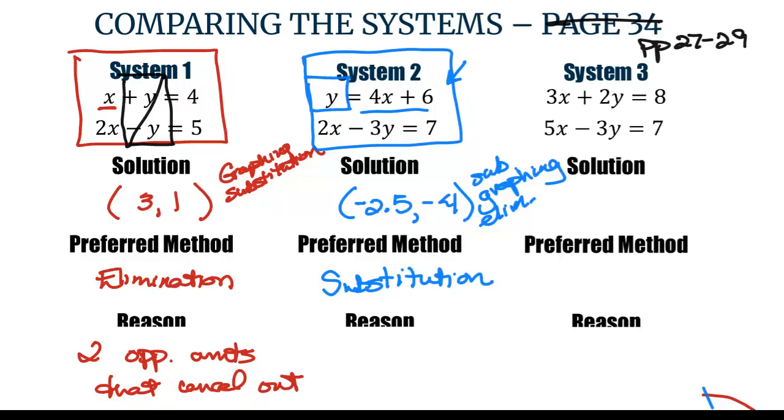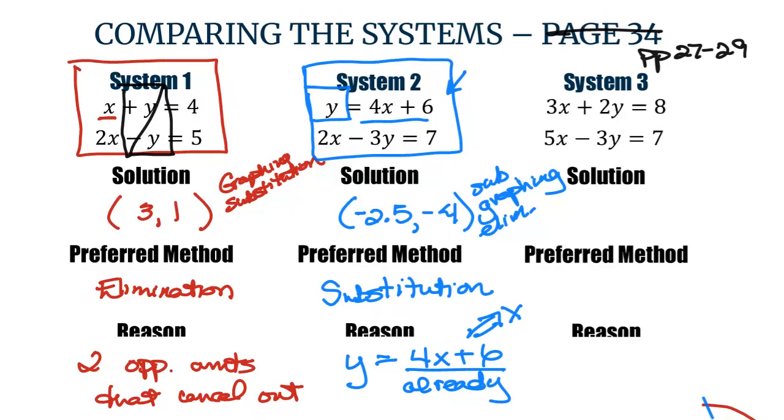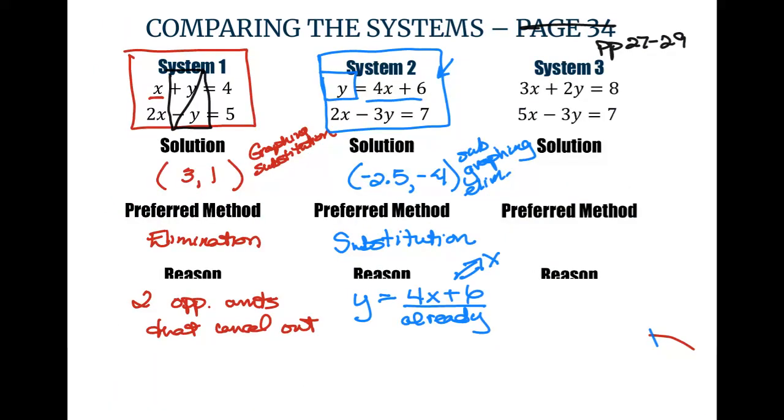Substitution, because we already have y equals 4x plus 6. We can just substitute this in for x. Okay? So we're just talking about these. You don't necessarily have them. And then the last system, 3x plus 2y equals 8, 5x minus 3y equals 7.